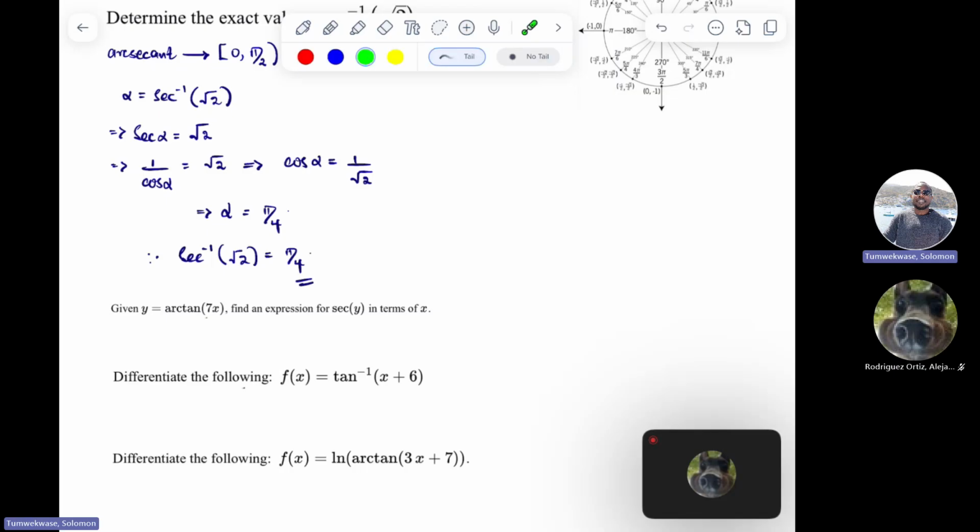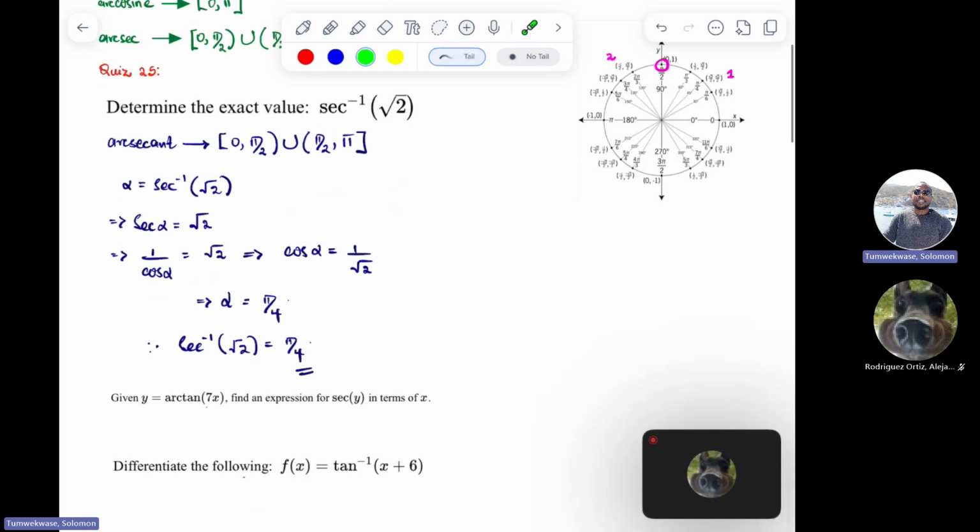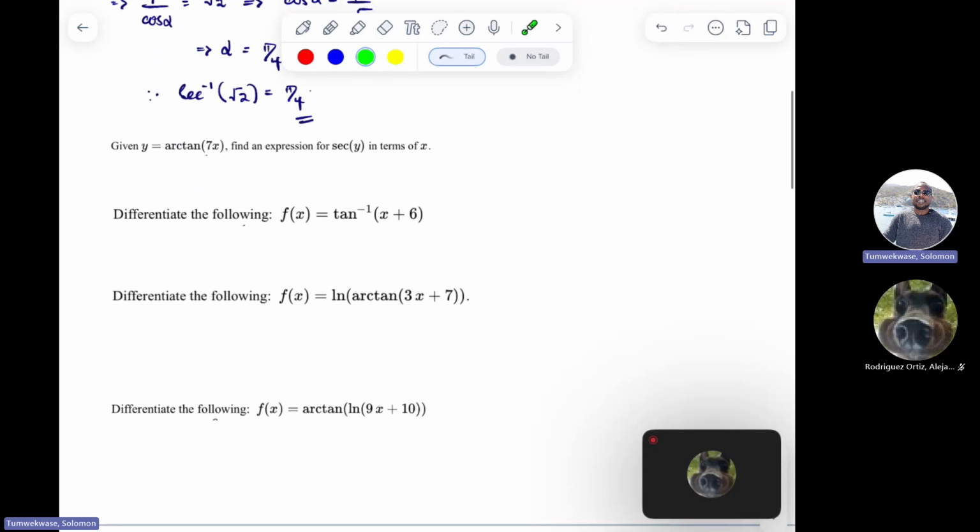So I just wanted to remind you that for every inverse trigonometric function, you have to find the restriction so that you don't find an angle which is out of the required interval. Okay.